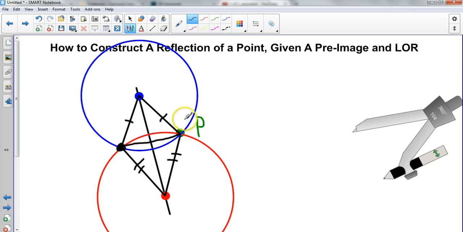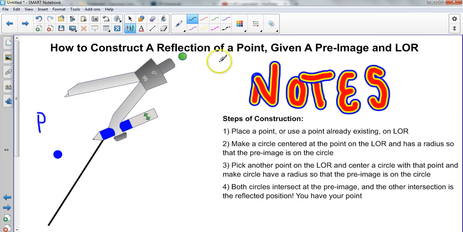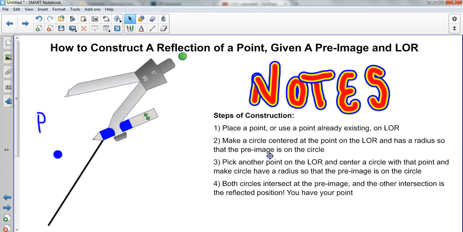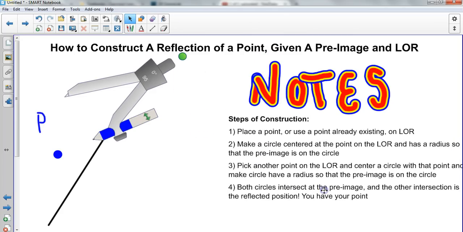Again, I have the steps written out. Make sure you get the steps written down, and we'll do the construction going through the steps one more time just so that you can see that with no segments in our construction. Okay, so again, in our notes here, please make sure you pause the video and you write all these down.